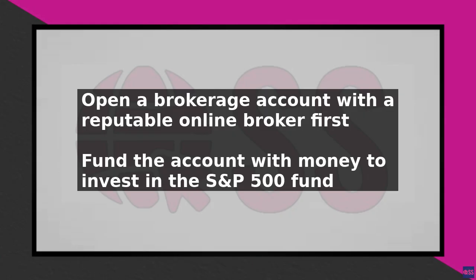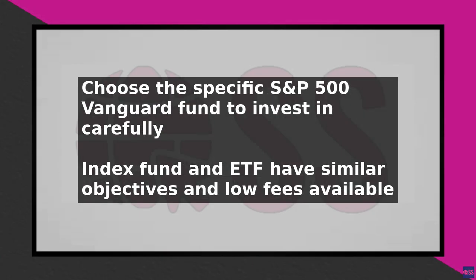Vanguard offers both an index fund and an ETF that track the S&P 500. The index fund is a mutual fund that is traded at the end of the day, while the ETF is traded throughout the day like a stock. Both options have similar investment objectives and low fees.